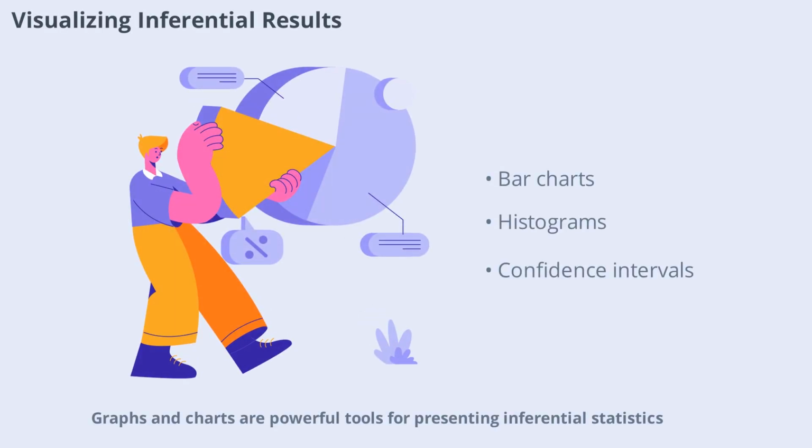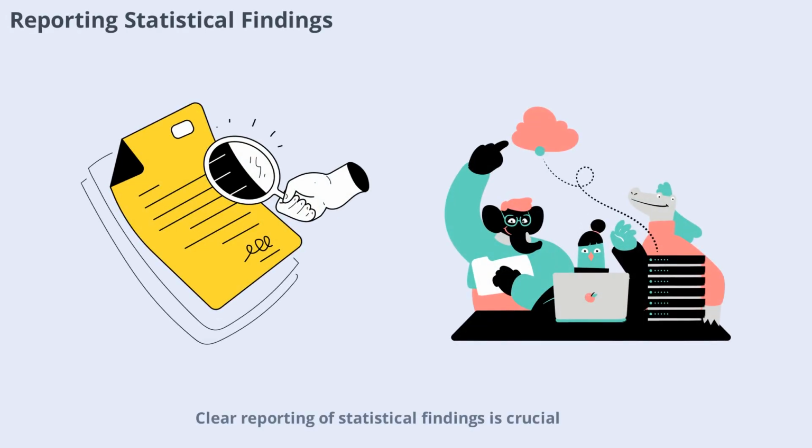Graphs and charts are powerful tools for presenting inferential statistics. Visualizations help communicate findings clearly and make complex results more accessible. Common visuals include bar charts, histograms, and confidence interval plots. Effective visuals support better understanding and decision-making. Clear reporting of statistical findings is crucial.